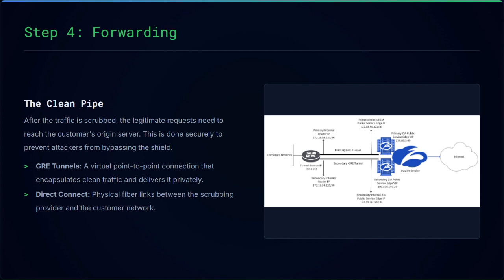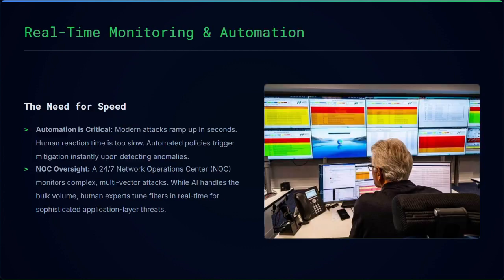The last step is forwarding. So once the traffic is perfectly clean, we can send it back to our original server. So crucially, we use GRE tunnels or direct connects. So we can think of GRE tunnels as secure private bridges. It encapsulates the clean data and delivers it privately, preventing the attacker from finding the real target again. So the clean traffic arrives safely and the service remains up.